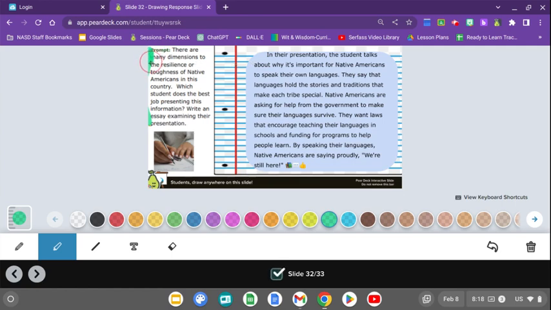There are many dimensions to the resilience or toughness of Native Americans in this country. Which student does the best job presenting this information? Write an essay examining their presentation. Paragraph response. In their presentation, the student talks about why it's important for Native Americans to speak their own languages. They say that languages hold the stories and traditions that make each tribe special. Native Americans are asking for help from the government to make sure their languages survive. They want laws that encourage teaching their language in schools and funding for programs to help people learn. By speaking their languages, Native Americans are saying proudly, "We're still here." Please take a moment to annotate the left hand prompt and the right hand prompt.